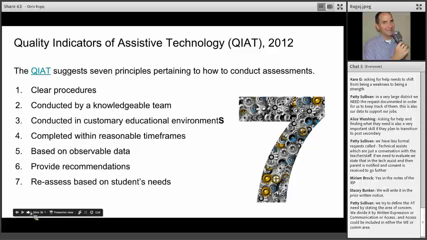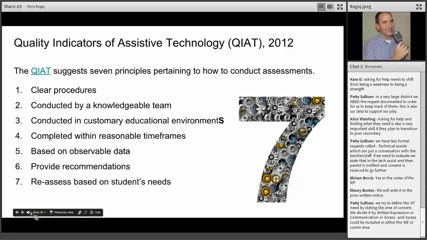The quality indicators of assistive technology outline 7 principles for how to conduct assessments. They say to have clear procedures, so you know what's going to happen, trying to eliminate that confusion of what one person thinks is going to happen versus what another person thinks is going to happen. Someone who's knowledgeable should be giving some advice. Maybe we're all knowledgeable, but some people have different knowledge and skills in different areas.